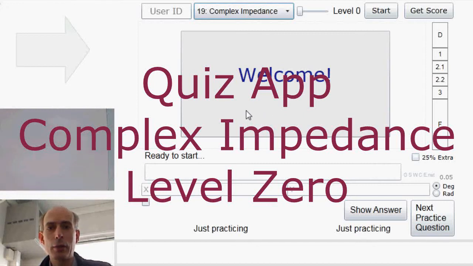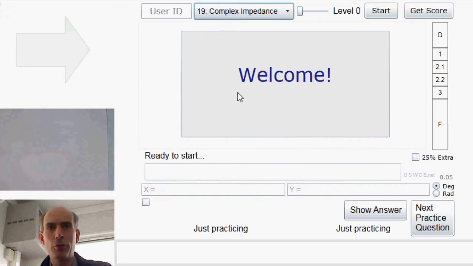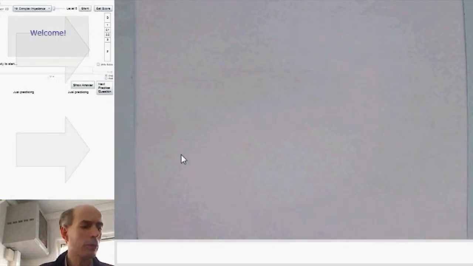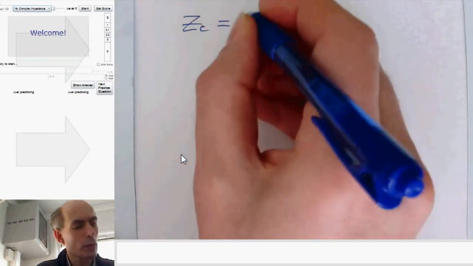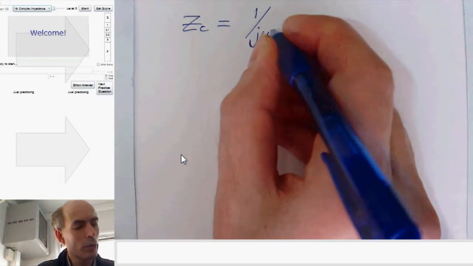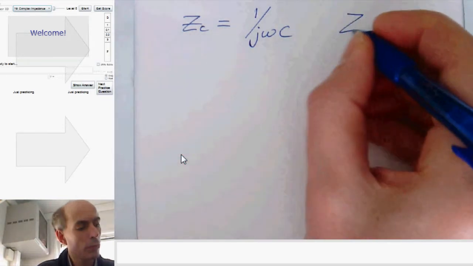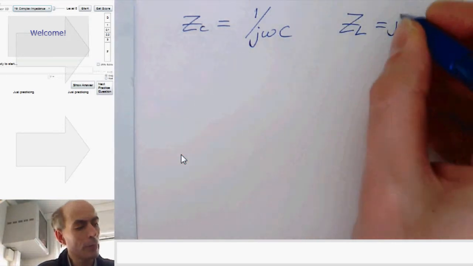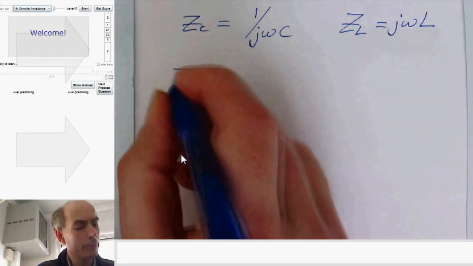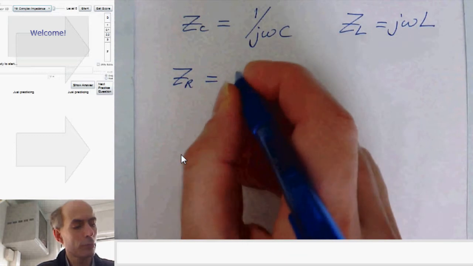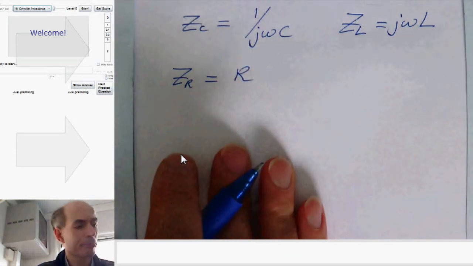Hello, and this time we're looking at level 0, so the easiest questions about complex impedances. And really the only thing you need to know about complex impedances for this is that the complex impedance of a capacitor, ZC, is 1 over j omega C; the complex impedance of an inductor, ZL, is j omega L; and the complex impedance of a resistor, ZR, is just R, the resistance.